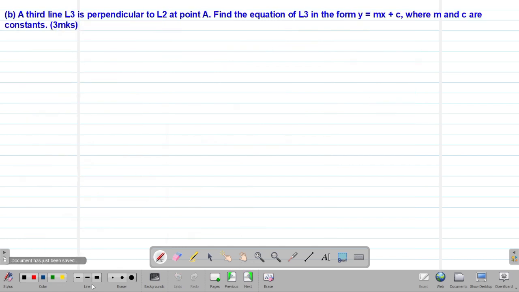Then we look at part B of the question, whereby we are being told that a third line L3 is perpendicular to L2 at the point A. Find the equation of L3 in the form y is equal to mx plus c. So the key point, we are told that L3 is perpendicular to L2. And we know that for any two perpendicular lines, the product of their gradients should give us -1. So because we already have the equation for L2, we can use it to find its gradient.